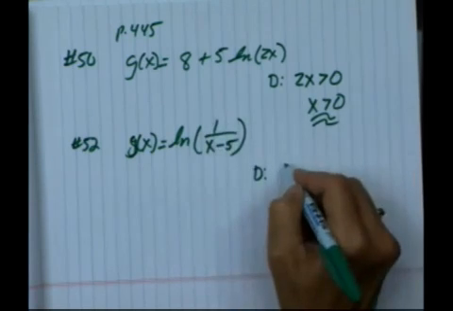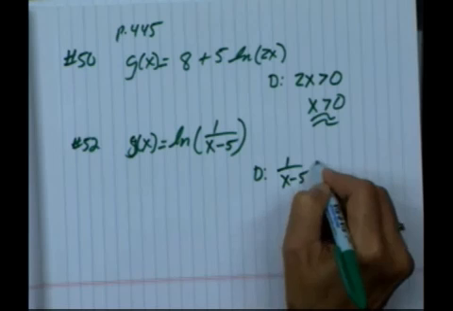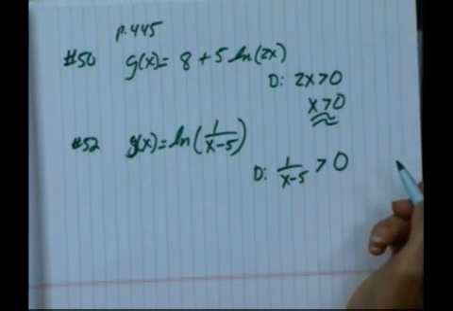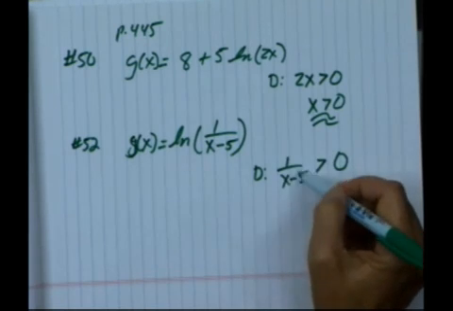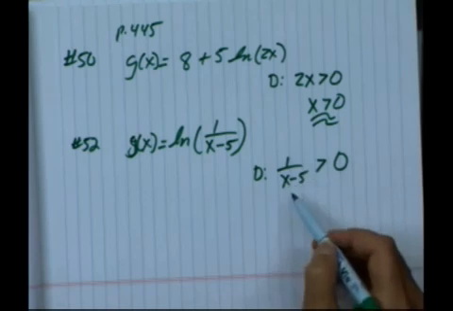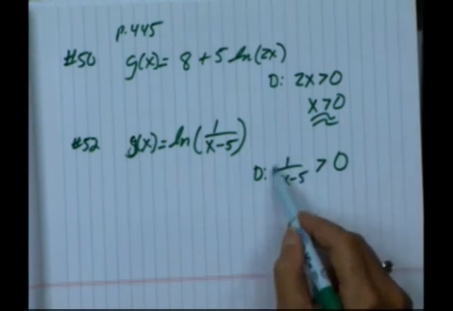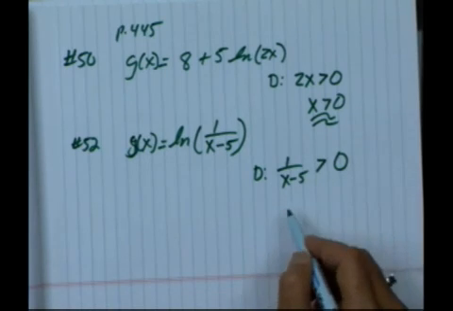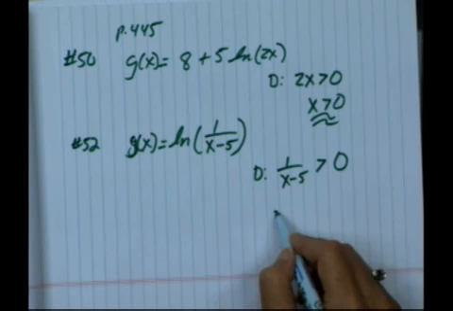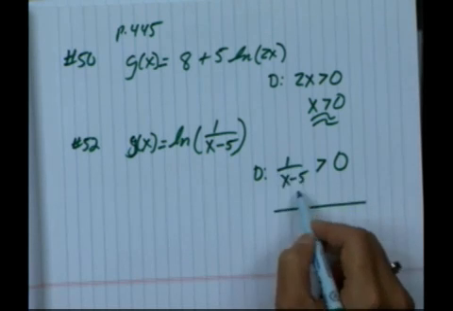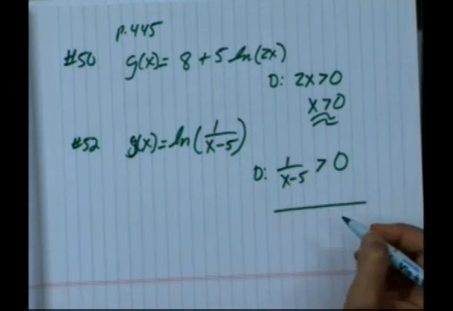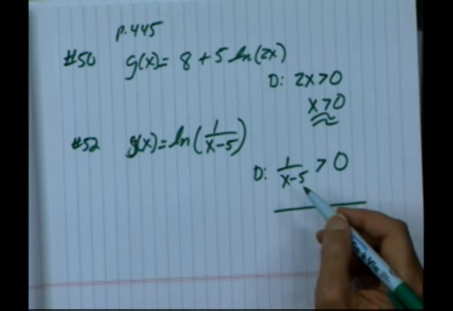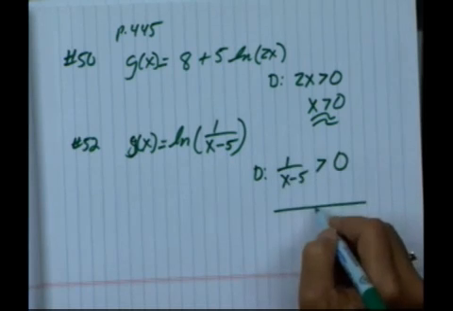Okay, your argument has to be greater than 0. Isn't that a rational expression? Have we learned to deal with telling where a rational expression is positive or negative? Little sign chart. What makes that rational expression exactly equal to 0, or undefined, at 5?